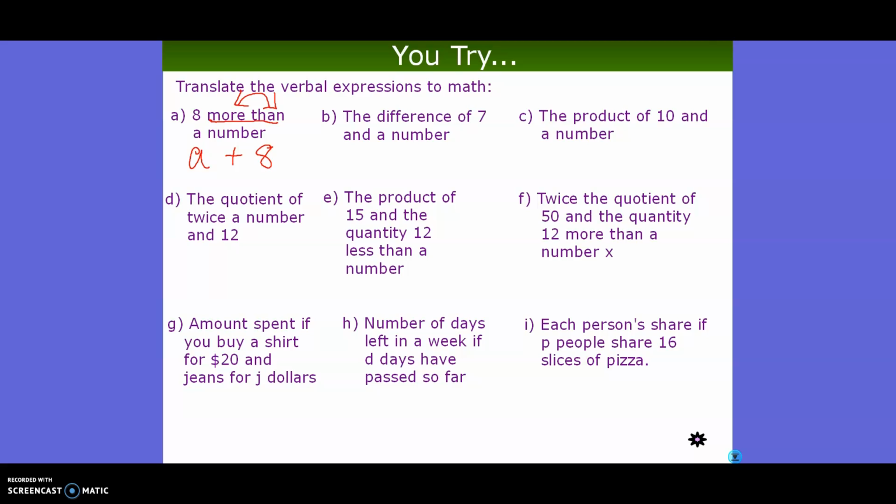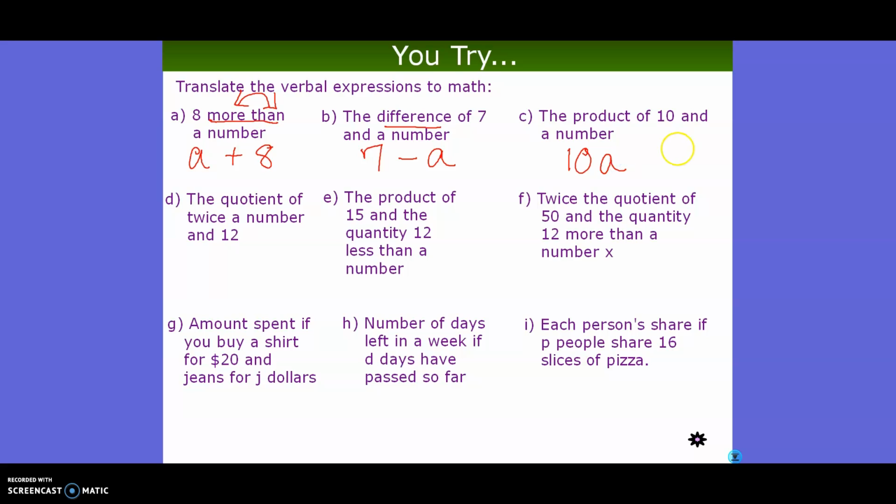Letter B, the difference of 7 and a number. And again, I'm going to keep using A unless my question tells me to, and you can pick which variable you want. The difference of 7 and a number. Difference means subtraction. No need to switch. 7 minus A. Letter C, the product of 10 and a number. Product means to multiply. So 10A.